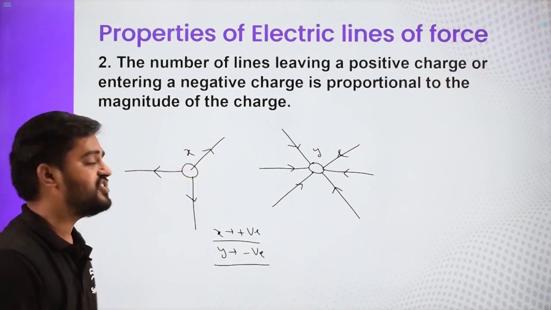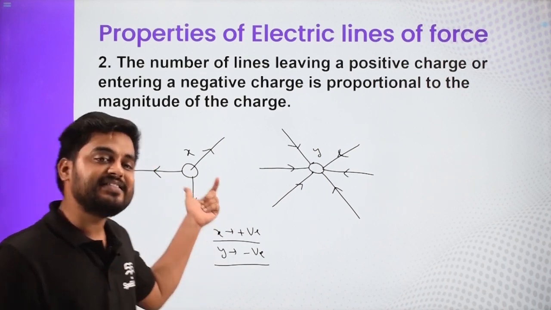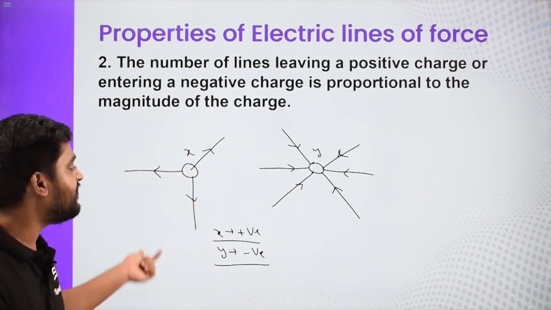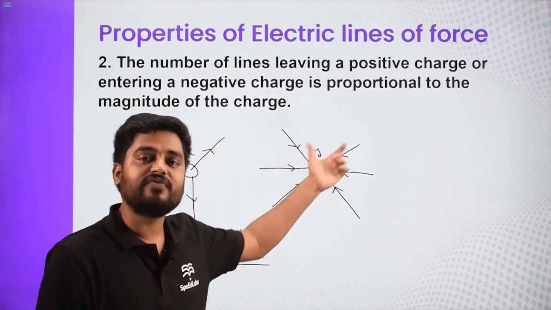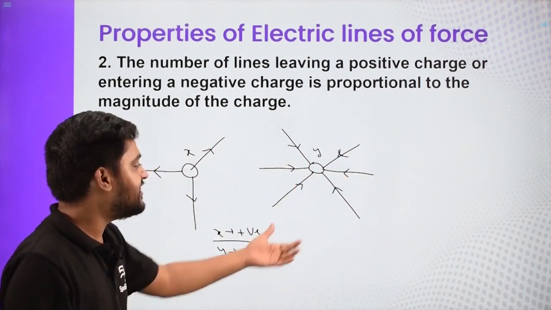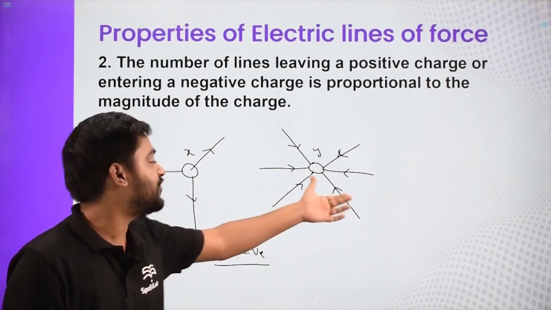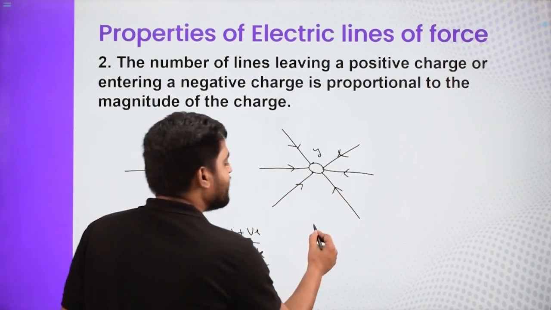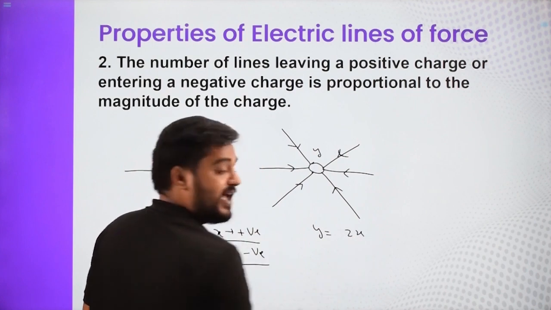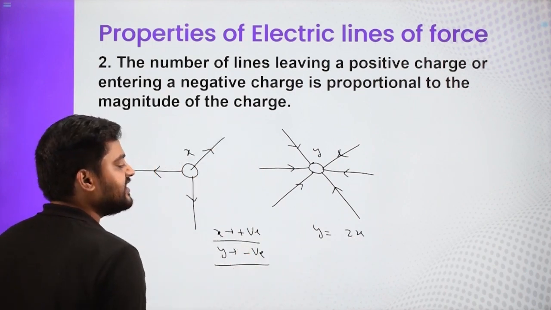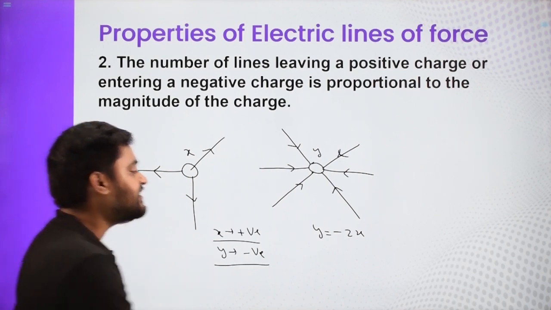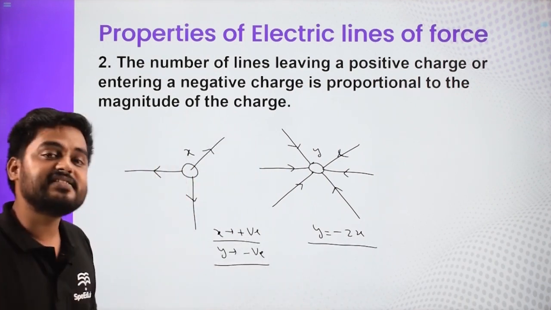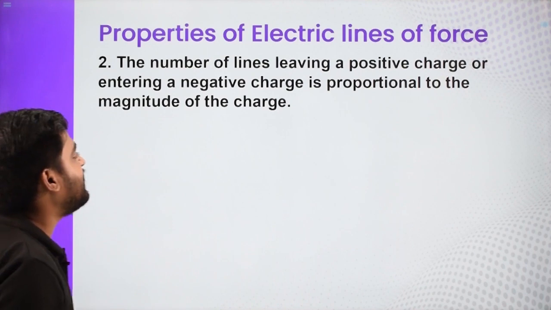And what is the relationship? See, it is not compulsory that you draw 3 lines, but if there are 3 lines for a particular charge and 6 lines for another charge, then the charge Y has to be twice the charge X. So I will say Y is twice X in magnitude, and one is positive, one is negative. X is positive, so Y is negative twice X. So this is how you can relate them. This is the second property of electric field lines.